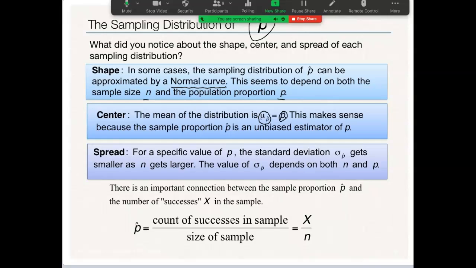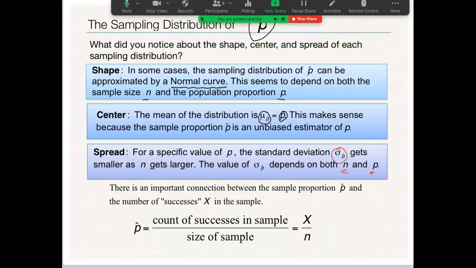And the spread for a specific value of p, we found that the standard deviation, which we'll call sigma p hat, gets smaller as your sample size gets larger. And the value of sigma p hat will depend on both your sample size n and your population proportion p. On the next slide, I'm going to go ahead and give you the formulas for these.